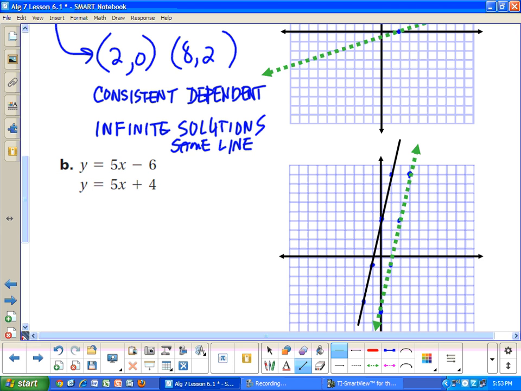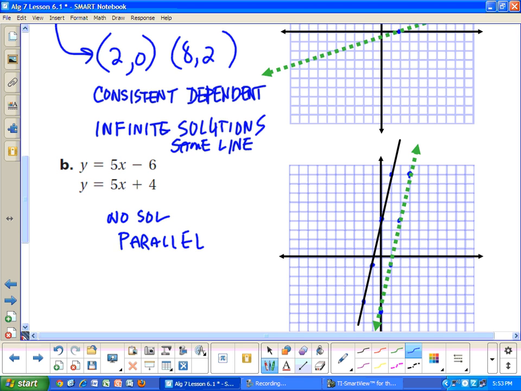And there they are, parallel lines. When that happens, there's no solution because a solution has to be a place where the lines cross. So we're going to say there's no solution, and that happens when lines are parallel. And as we just learned, that is called an inconsistent system, when there is no solution. All right?